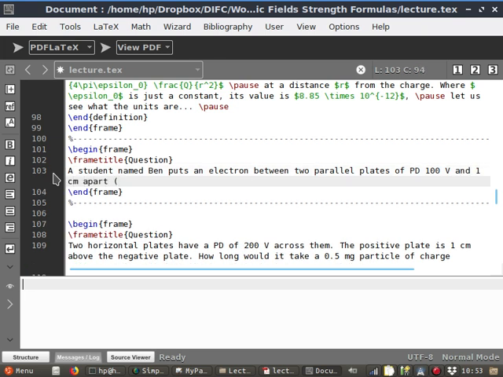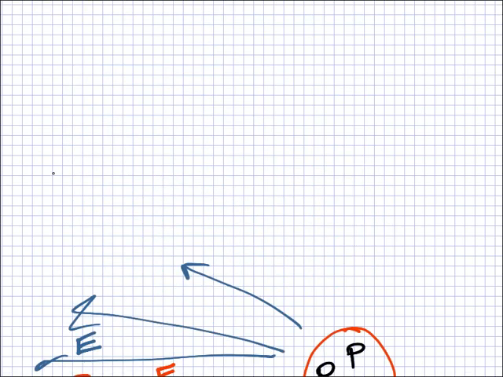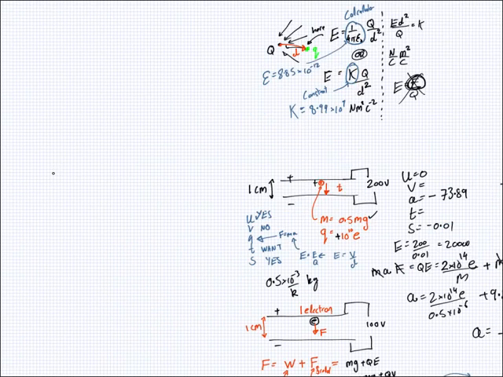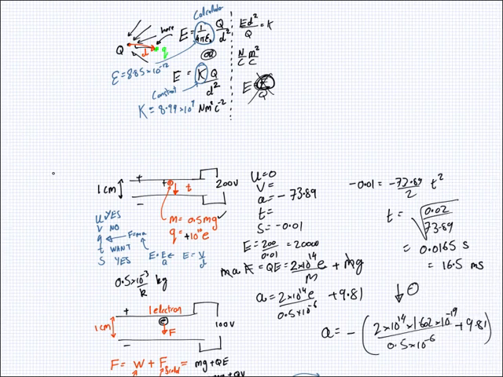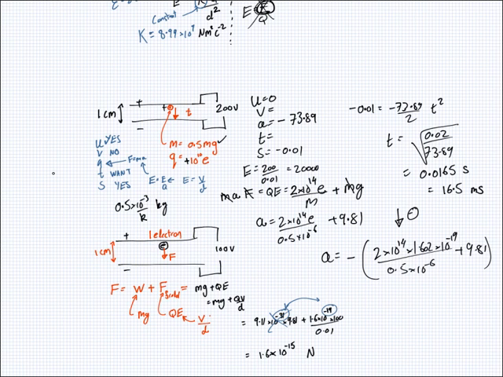The first example we did. What was the information for the first question we did? 100 volts and 1 centimeter. And what did I ask you for? The force. And was it positive on the top? Yes, it's positive on the top and negative on the bottom. Are you sure? Down. Yeah. The second one.